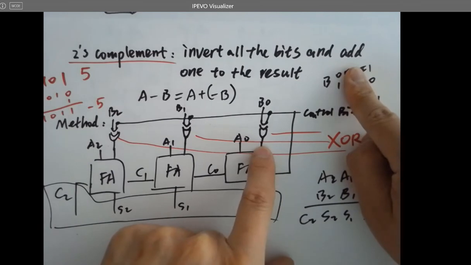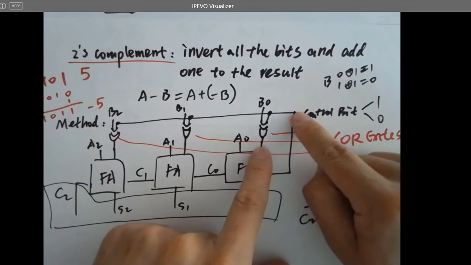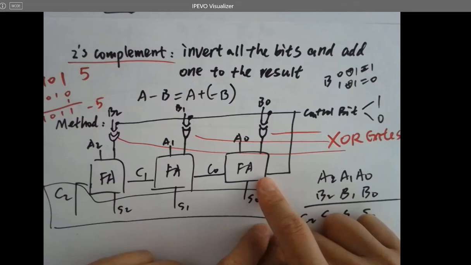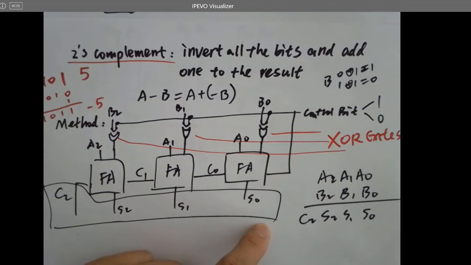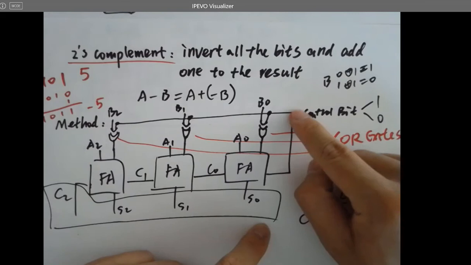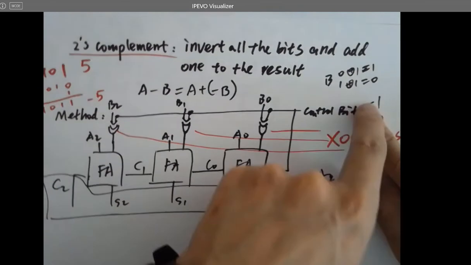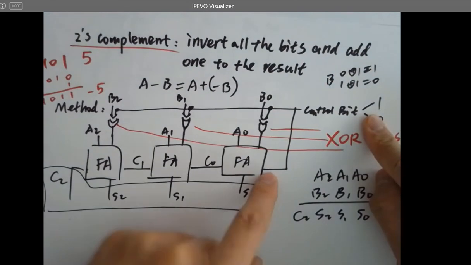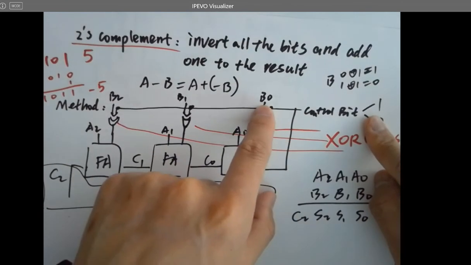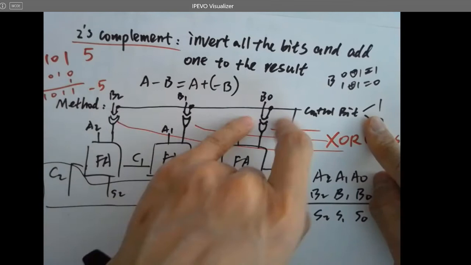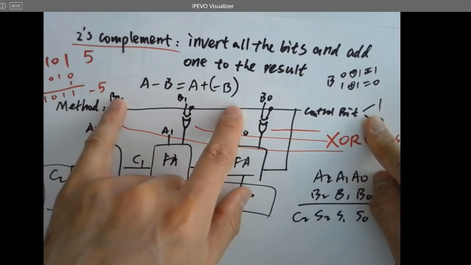And then we need to add 1 to it, so we directly short this pin to the carry-in of the first LSB. So we are adding 1 to the result. So invert it and add 1 to it. We can do it at the same time because we short this pin to here. So whenever we have a 1 for this control bit, it is actually doing a 2's complement for the B's. So we can directly convert B2, B1, B0 to its 2's complement.